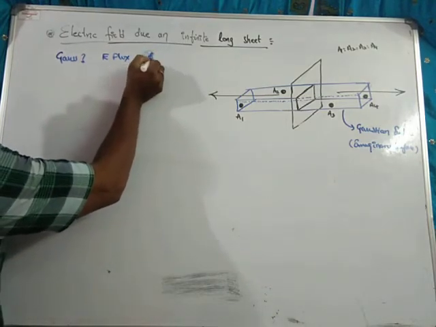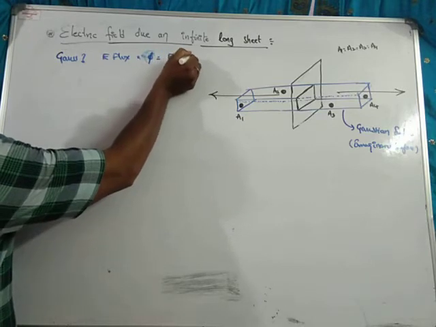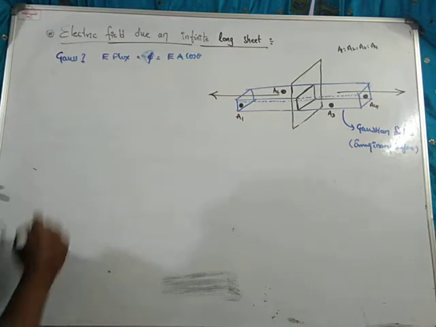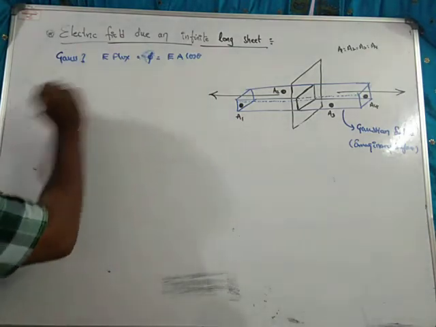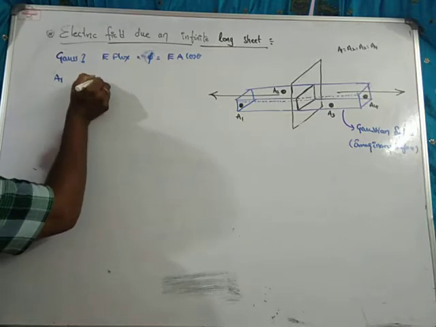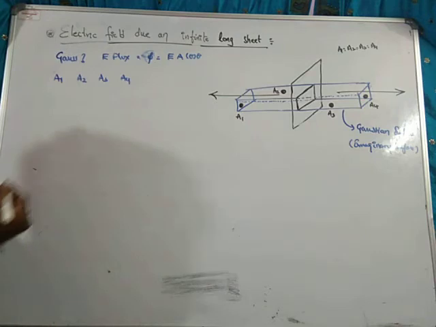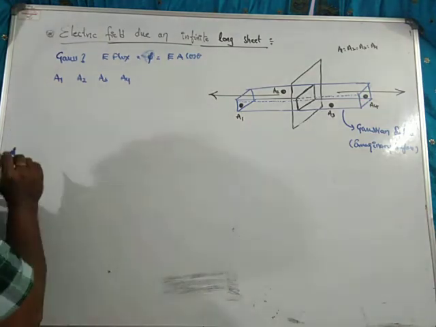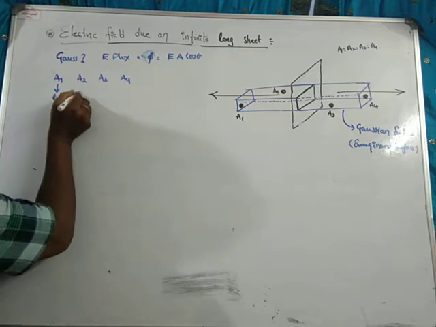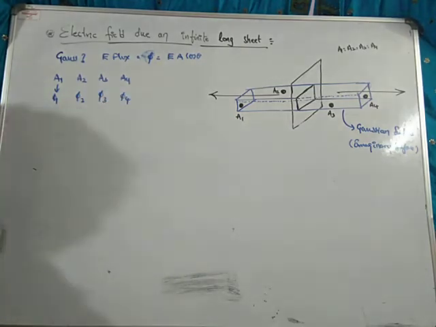Flux is equal to EA cos theta. Clear? So we are using this with respect to area. Here we have area 1, area 2, area 3, area 4. We consider four areas, and all areas will be of equal magnitude A. So for this we get flux 1, flux 2, flux 3 and flux 4.